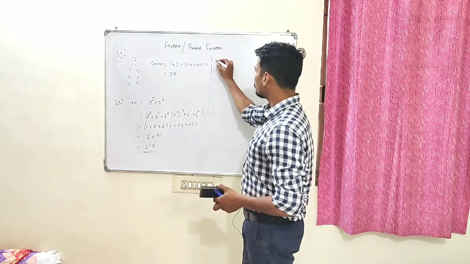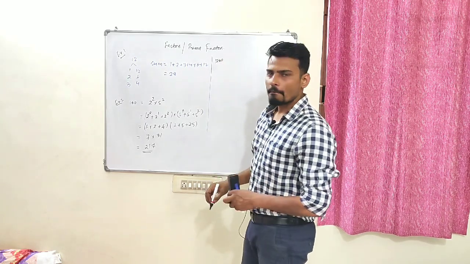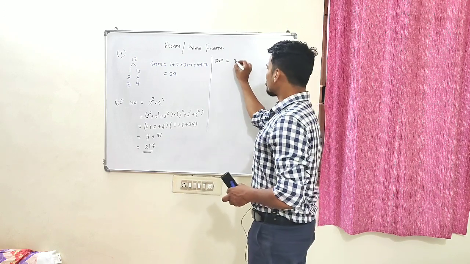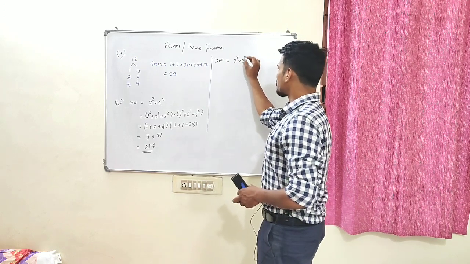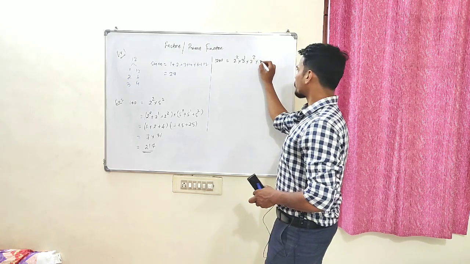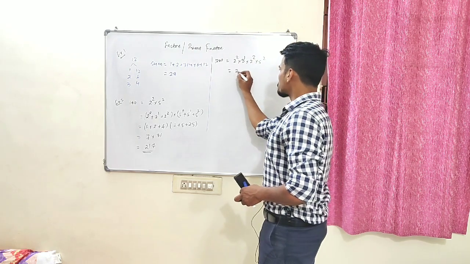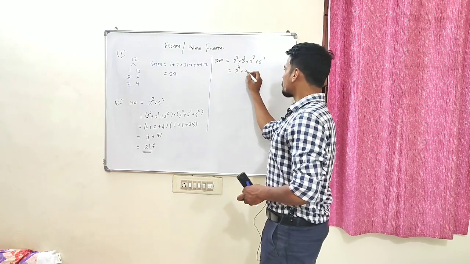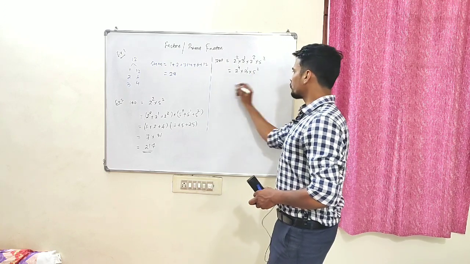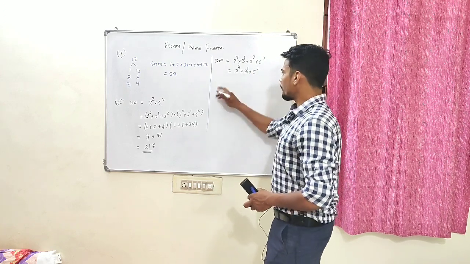Alright, then I had a number 1200. Well, that's going to be written as 2 to the power of 2 times 3 to the power of 1 times 2 to the power of 2 times 5 to the power of 2, which gives me 2 to the power of 4 times 3 to the power of 1 times 5 to the power of 2. The process is going to be the same.